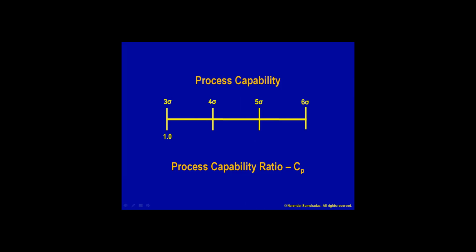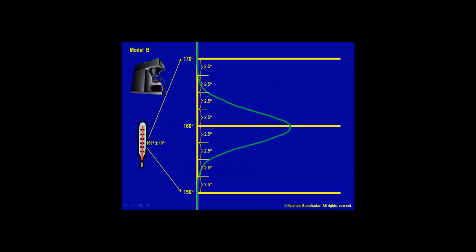Let us now look at our 4 sigma capable coffee machine, Model B. This machine is able to produce coffee at an average temperature of 160 degrees with a standard deviation of 2.5 degrees. Within our desired range of 160 plus or minus 10 degrees, we are able to fit 4 standard deviations on either side of the mean. Calculating the Cp, we get 170 minus 150 divided by 6 times 2.5, which comes to 1.33.